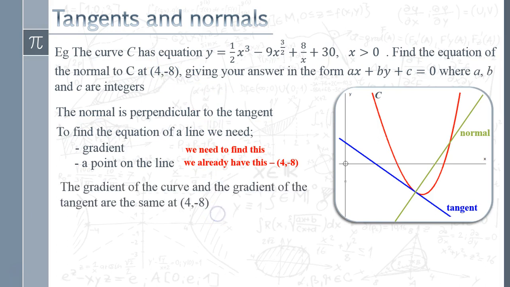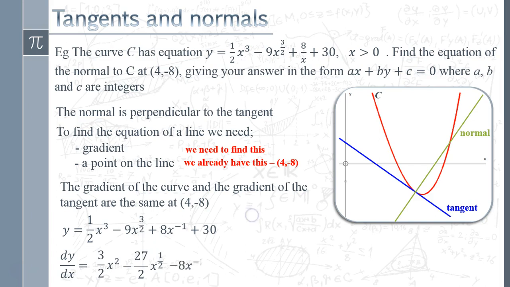So clearly that's going to come from differentiating. We know that the gradient of the tangent and the gradient of the curve, the gradient of the blue line and the red line, are the same at that point. So let's use the gradient of the curve. Here's my equation of the curve, and I've taken the 8 over x and written it as 8x to the minus 1. So now I'm set up to do the differentiating, and here we go. Bring the power to the front, knock one off the power, same again there, and same again there. Knock one off the power, notice that's becoming minus 2. Minus 1 minus 1 is minus 2.